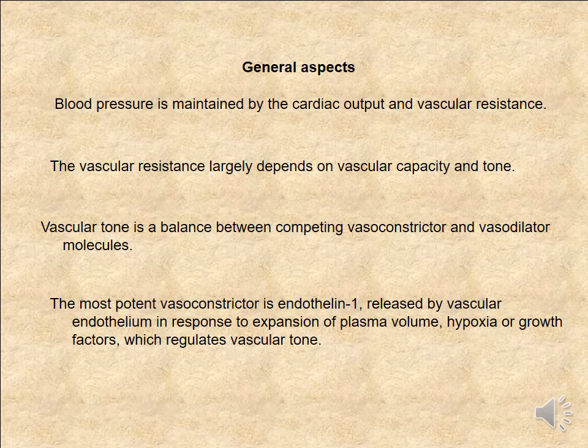The most potent vasoconstrictor is endothelin 1, released by vascular endothelium in response to expansion of plasma volume and hypoxia or growth factor, which regulate vascular tone. تعتمد الفاسكولار تون على عدة انزيمات أو عدة فاكتورات، هي في حالة نقصان الأكسجين أو وجود growth hormone أو increase plasma volume that lead to have more endothelium that excrete endothelin 1 and lead to vasoconstriction.